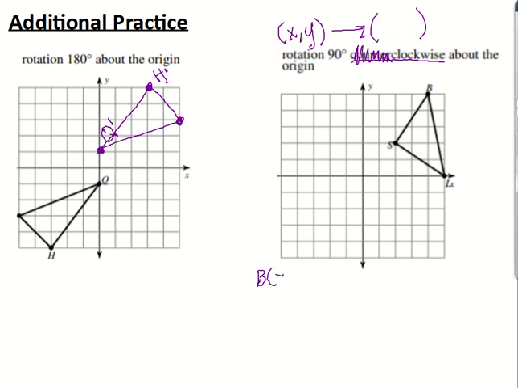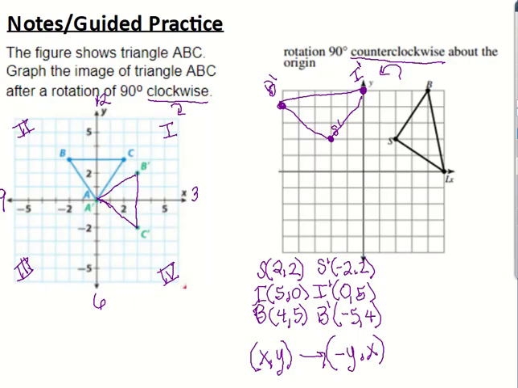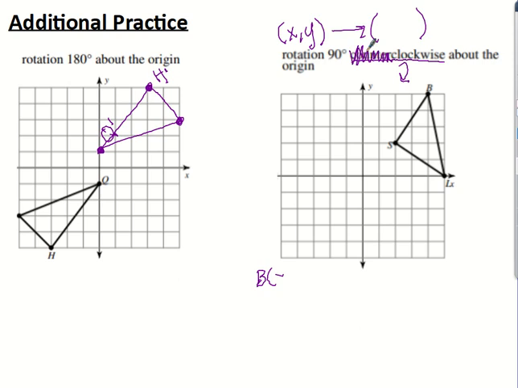All right, so we're gonna go clockwise. That's this way, not counterclockwise, because that's the one we already did right here. We already did this. We're gonna go clockwise. So that means it's gonna go this way, okay? So B is gonna end up over here. So remember, B was at 4, 5. And S was at 2, 2, and I was at 5, 0. So they're going to move this way, so they're going to be over here.